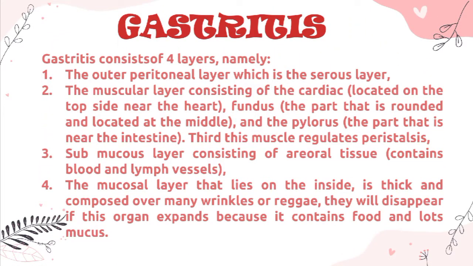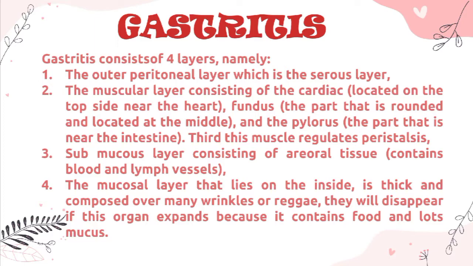The stomach consists of 4 layers, namely: Number 1. The outer peritoneal layer, which is the serous layer. Number 2. The muscular layer consisting of the cardiac, located on the top side near the heart; the fundus, the part that is rounded and located in the middle; and the pylorus, the part that is near the intestine. Third, this muscle regulates peristalsis.